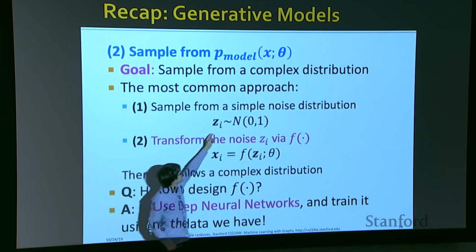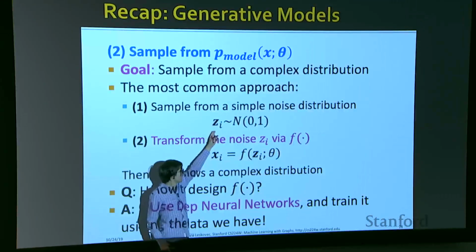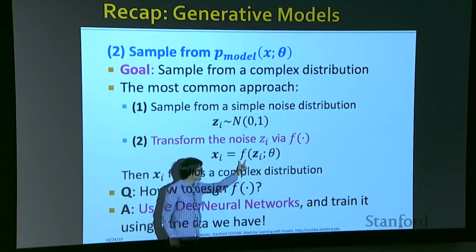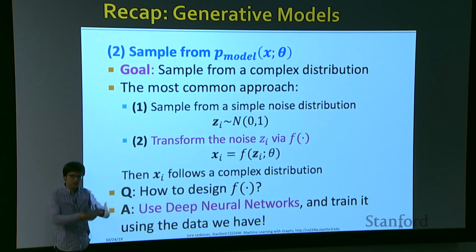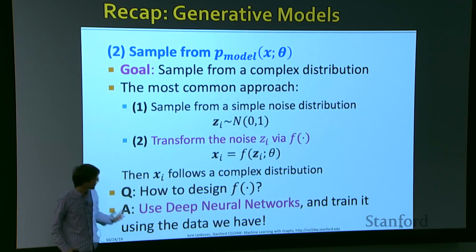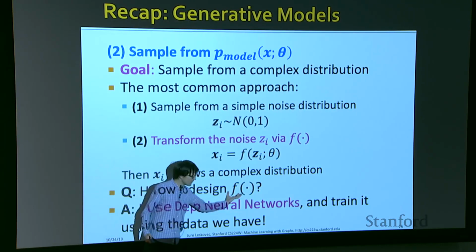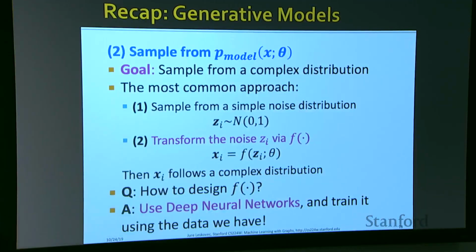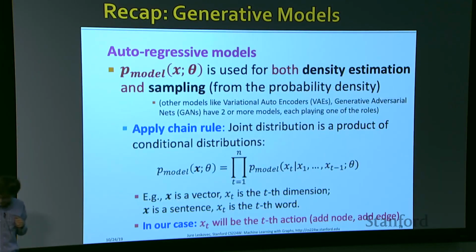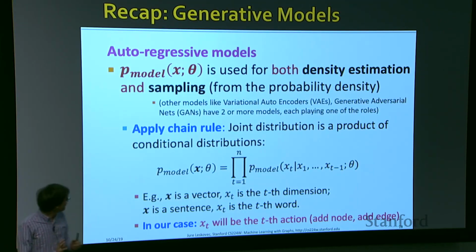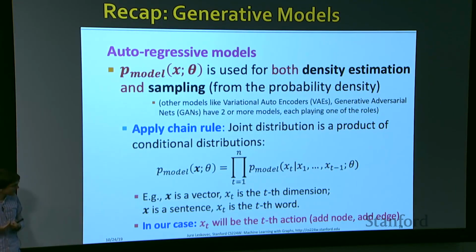So the idea is I generate something from a very simple, let's call it noise distribution. I have a complex function. It takes this noise and gives me this complex object that follows some more complex distribution. And our goal will be that we will use deep neural networks to find this function f. That's conceptually what we are trying to do. And our example will be a case of what is called autoregressive generative models, and let me explain what I mean by autoregressive.